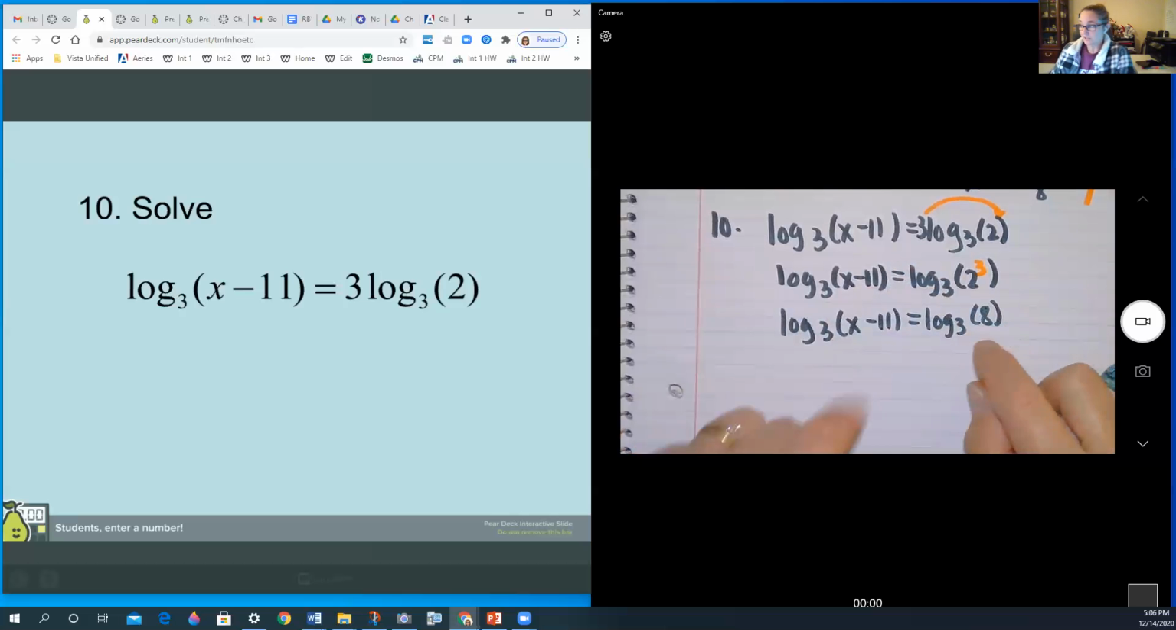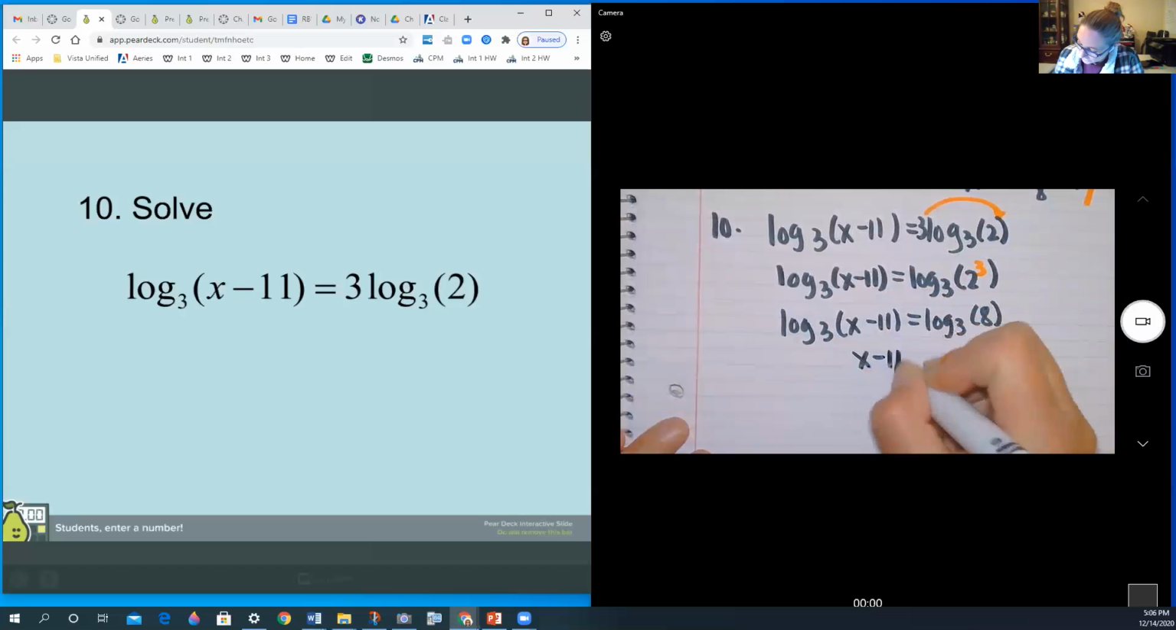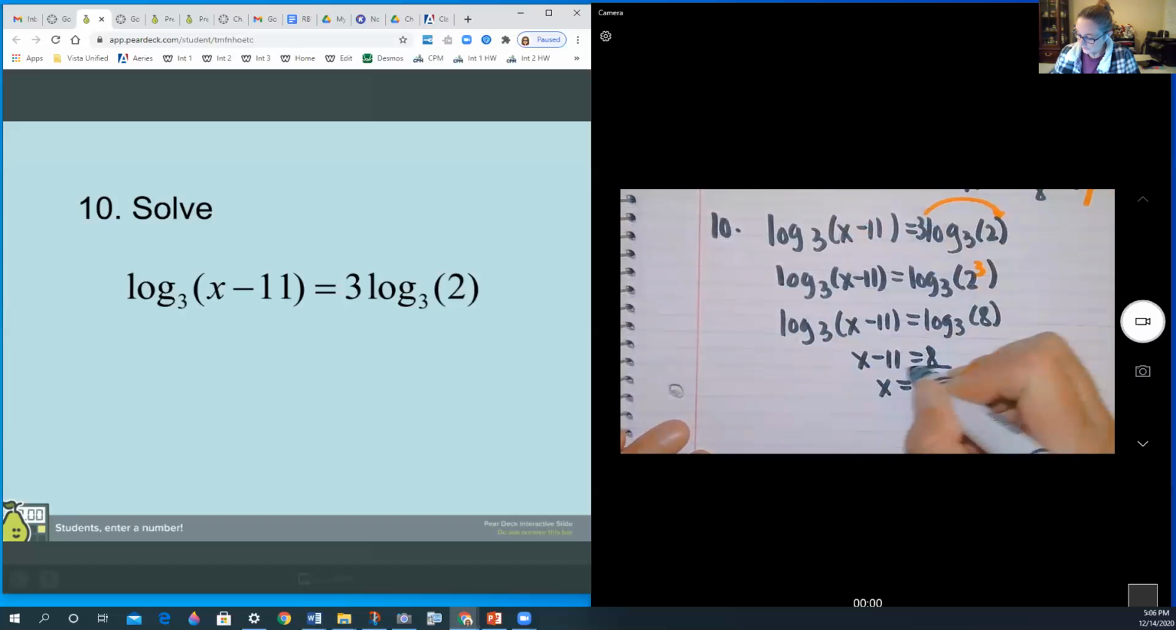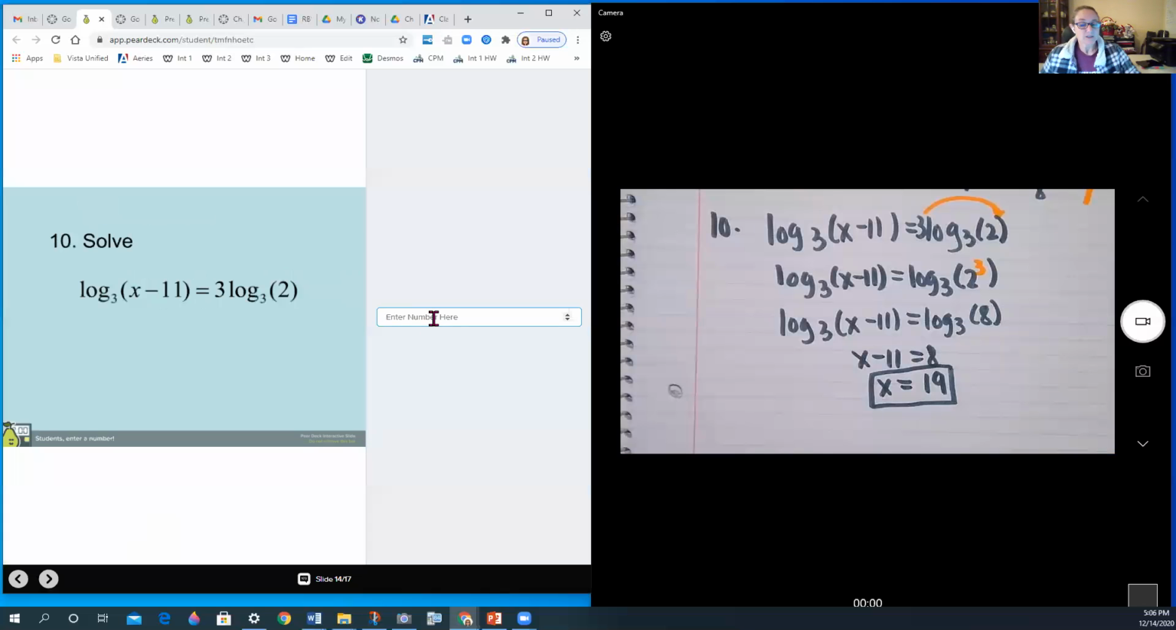I now can set these equal to each other because both sides are log. So I get x minus 11 equals 8. So x is equal to 19. And then you want to make sure when you put it into the original, it doesn't give me 0 or negative. So that is our answer. So I'm going to come here and put in 19.